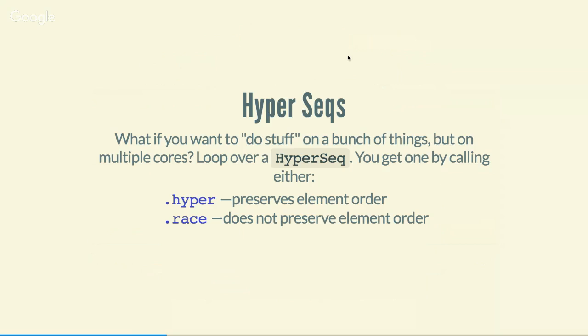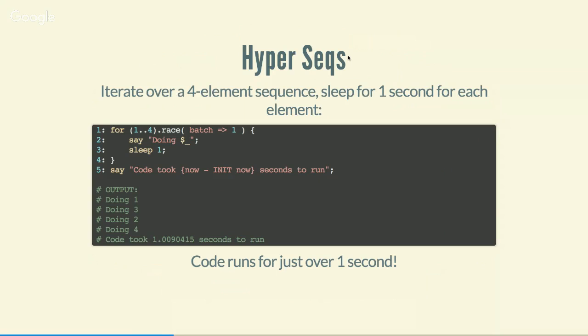The only difference between hyper and race is that hyper preserves the final order of elements in that sequence. I'm not sure where it's useful. I tried to play around with it, but it was buggy, so for now, just use race. And the way to use it: here you can see I have a 4-element sequence, numbers 1 through 4. I call a race method, and then I'm just using a for loop to iterate over it.